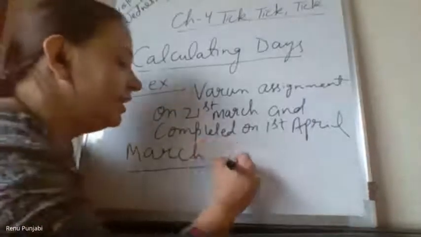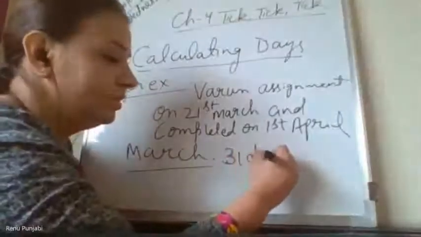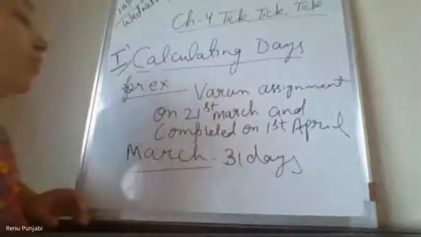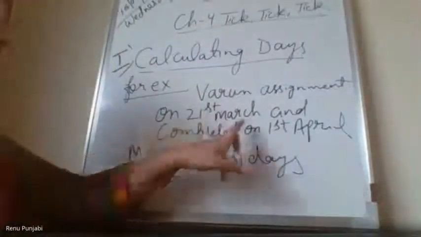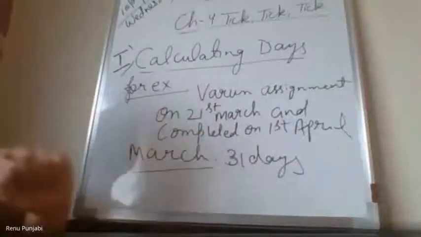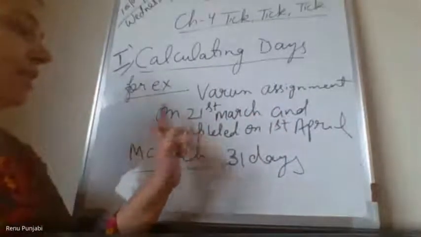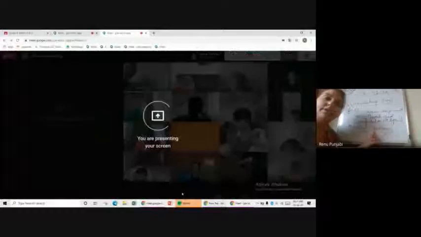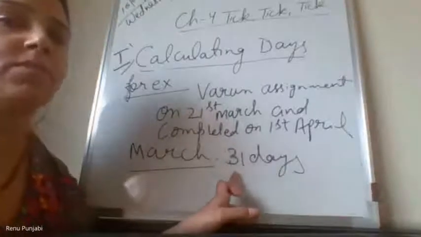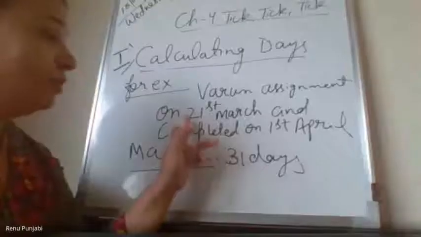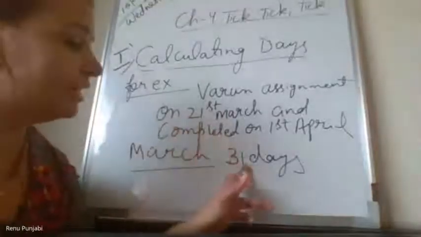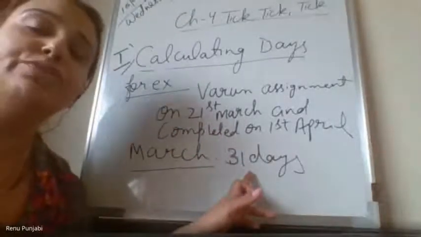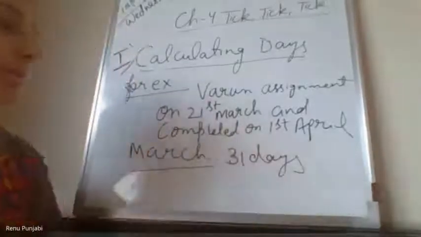So you all know how to check the number of days in a month. So 31 days. But the project starts on 21st March. So to calculate from 21st March till the 31st March is also one method of counting. Ma'am, it will be 10 days. Just count from 21st March till the 31st March. 21st also will be counted.